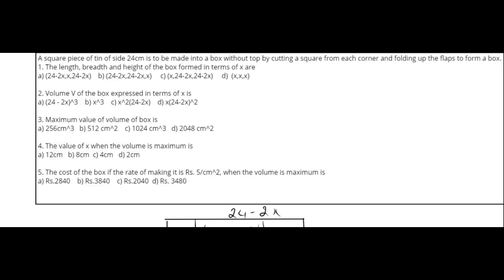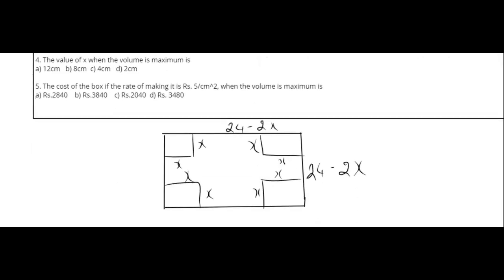Let us look into another case study type of question. A square piece of tin of side 24 centimeters is to be made into a box without top by cutting a square from each corner and folding up the flaps to form a box. 1. The length, breadth and height of the box formed in terms of x are: A, 24 minus 2x, x, 24 minus 2x; B, 24 minus 2x, 24 minus 2x, x; C, x, 24 minus 2x, 24 minus 2x; D is x, x. Now let us quickly solve this.